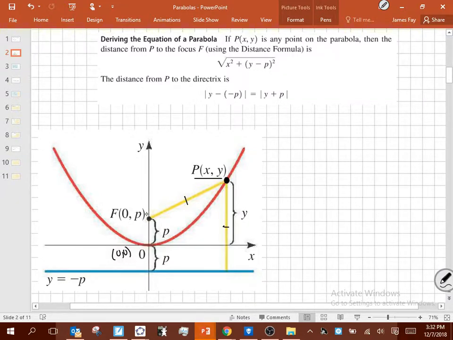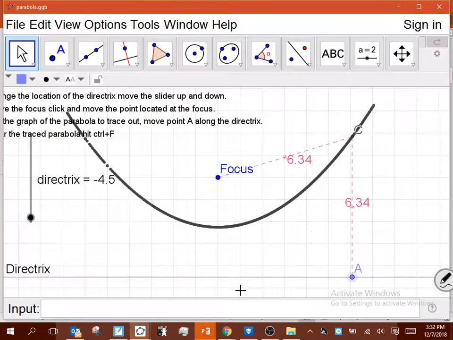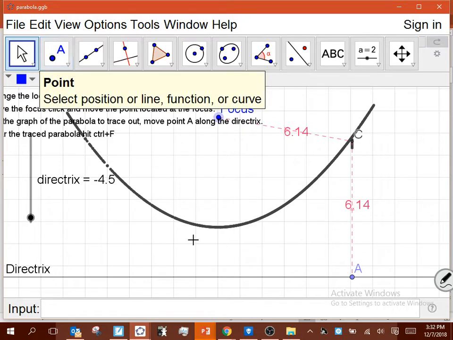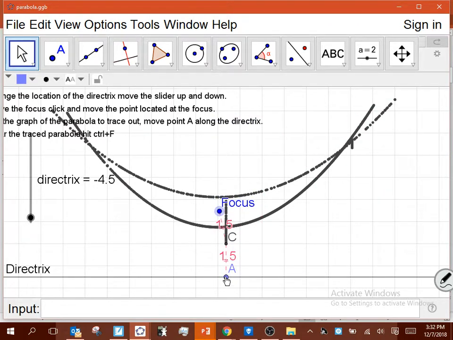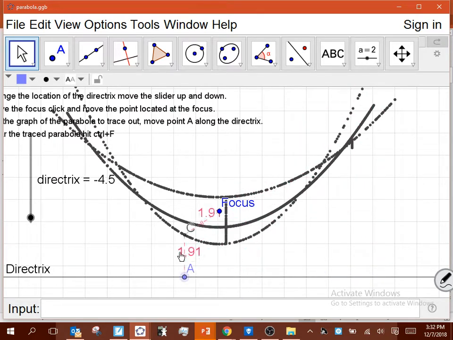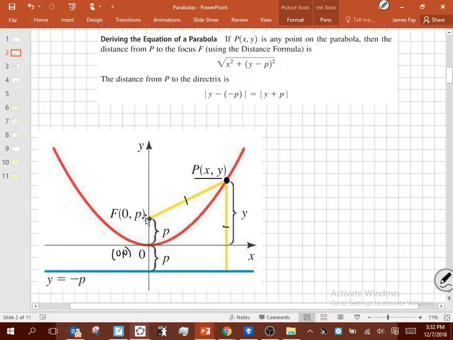Our focus can be anywhere, and we'll investigate this here in a little bit. Actually, maybe do it right now. The placement of my focus is going to change the width or the vertical stretch of my parabola. That's the only thing it does. So as I move this focus up and down, this parabola might get flatter or it might get taller, but that p-value is going to be some number on the y-axis. That means then that this distance from the vertex to my focus is p units.